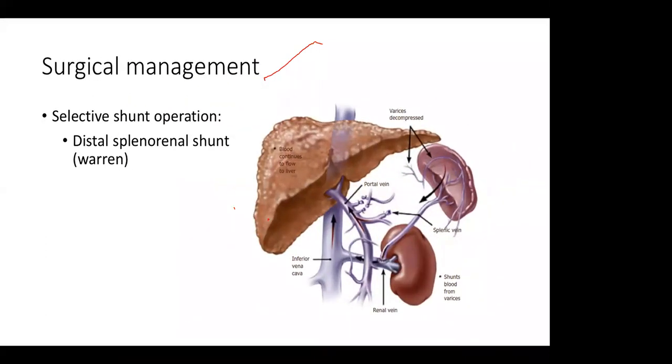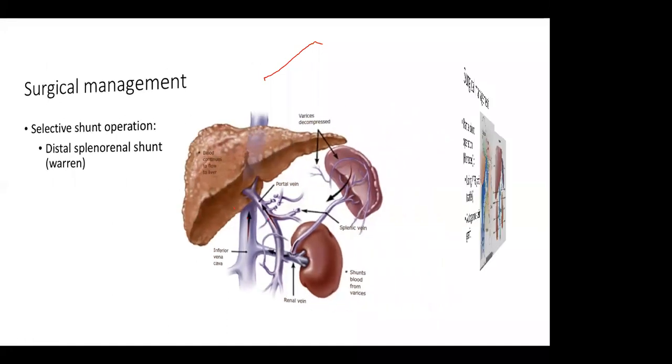The other selective one is the distal splenorenal shunt. We just disconnect the splenic vein and connect it directly to the distal part of the renal vein. It has less encephalopathy.